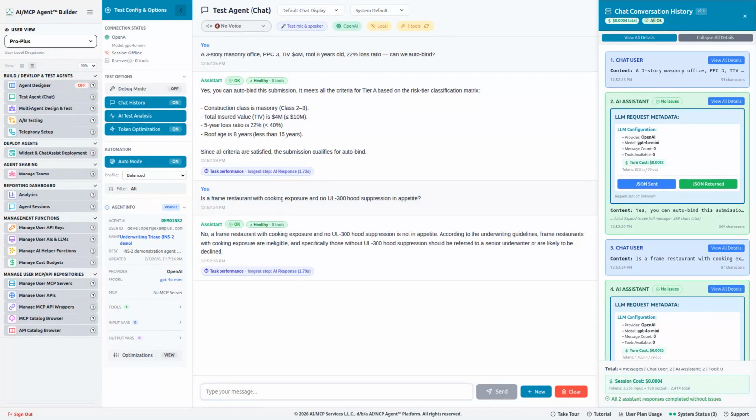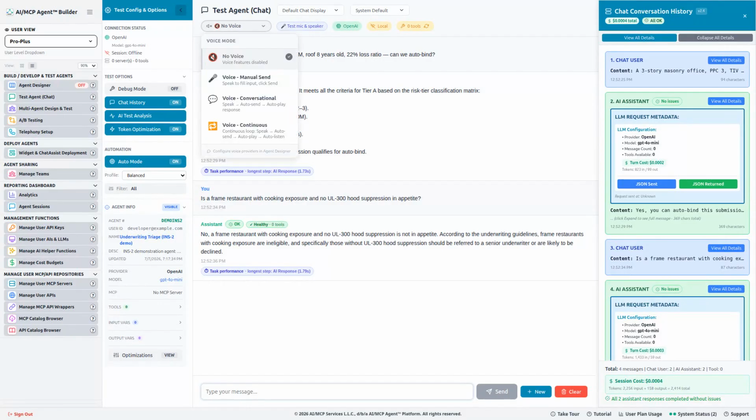Every turn is also metered. Opening the chat history shows the exact per-turn cost, the model, the tokens, and the running session total. And finally, notice the voice control up top. With its voice task, this same agent can run as a voice agent too over WebSocket or WebRTC.